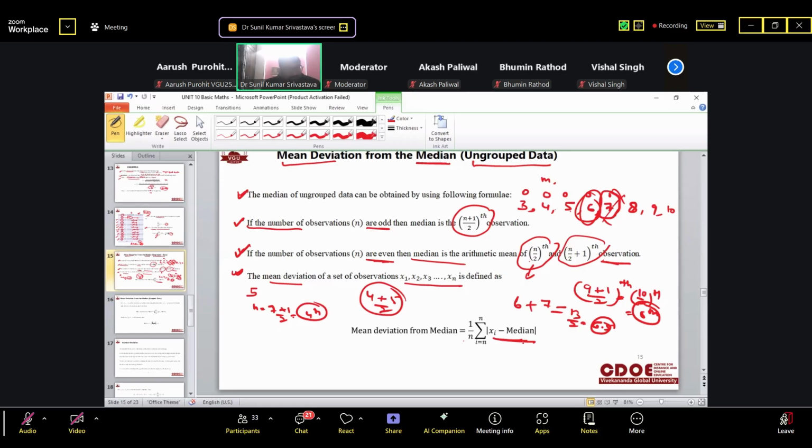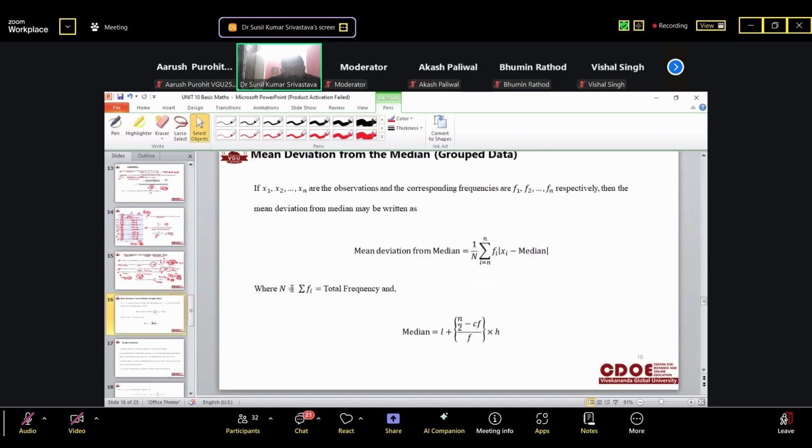So I think you understood the concept. Before writing the answer to any problem, you first have to clear the concept. What is going to be asked of you? Deviation from the mean, deviation from the mode, deviation from the median. First of all, we have to calculate those things.